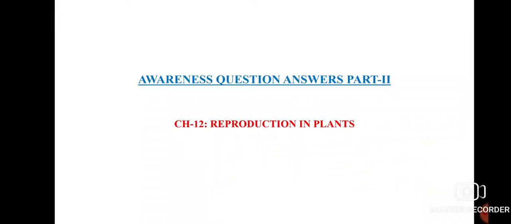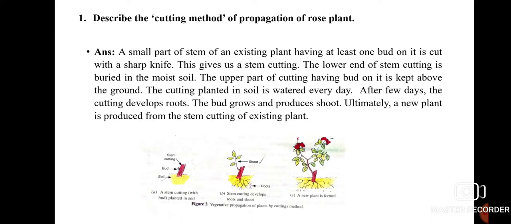Dear students, today we will be discussing the answers to the awareness questions of the chapter Reproduction in Plants. Basically, we will be discussing the long answer type questions. So let's get started. Question number 1: describe the cutting method of propagation of a rose plant.